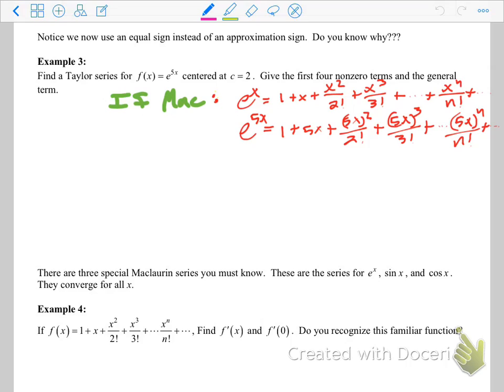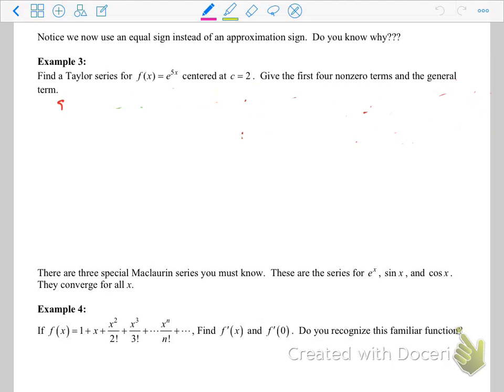Well, it's also centered at 2, and that's what makes the process I just ran through with Maclaurin work only for Maclaurin, centered at 0. But for Taylor series, we have to do the nitty-gritty. We actually have to do it by hand. So hang in there while I erase all that poorly.